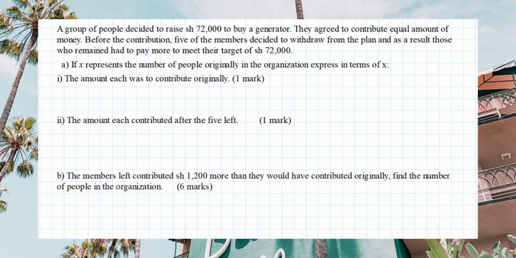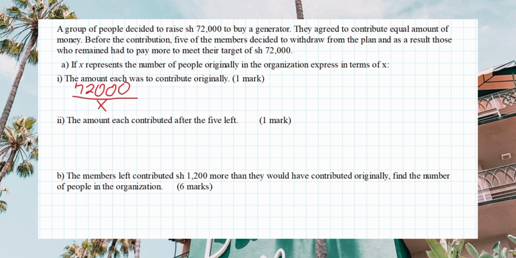If X represents the number of people originally in the organization, express in terms of X the amount each was to contribute originally. So here, what it means is that everybody is to contribute 72,000 shillings. And we've been told, let the number of people in that organization be X. So then it means, if you're contributing 72,000, then each person is to contribute 72,000 divided by X.